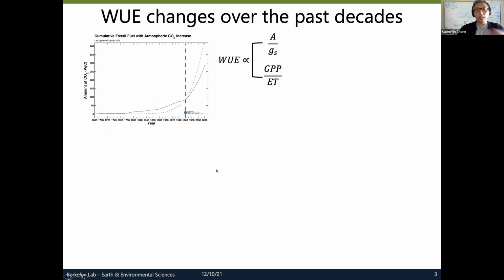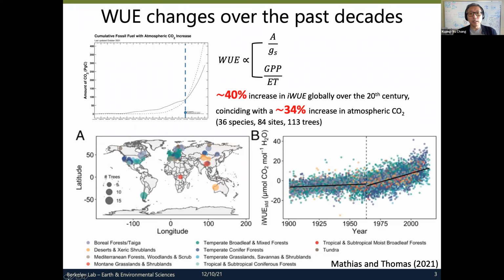Take a look again at the water use efficiency functional form in your mind, whether it's at the leaf scale or at the ecosystem scale. Under elevated CO2 concentrations, the numerator, the photosynthesis or GPP, may become larger with CO2 fertilization effects, while the denominator becomes lower due to reduced stomatal conductance. A recent synthesis analyzing over 100 trees across the globe suggests that there's around a 40% increase in intrinsic water use efficiency over the 20th century when atmospheric CO2 concentrations increased by about 34% during the same period.